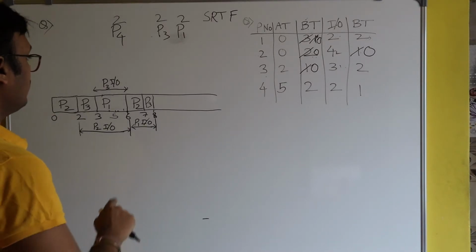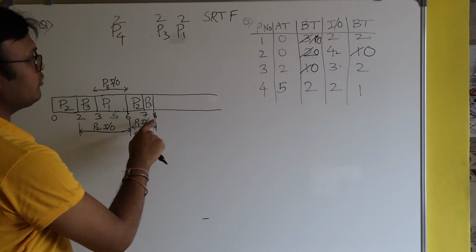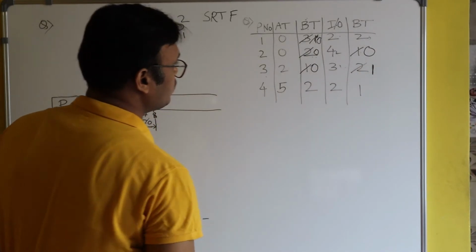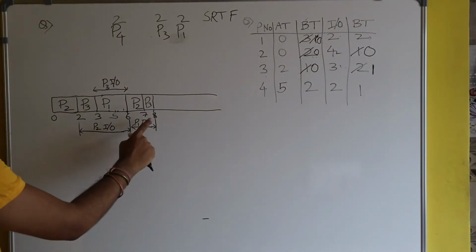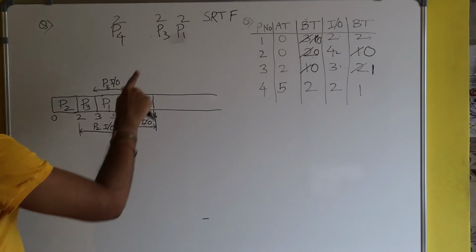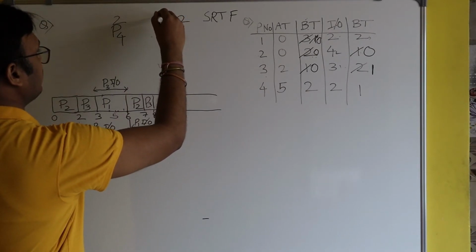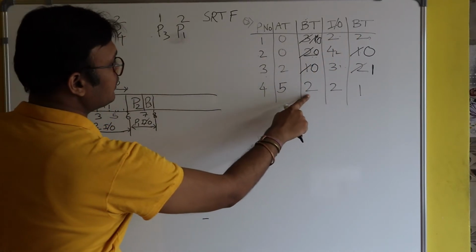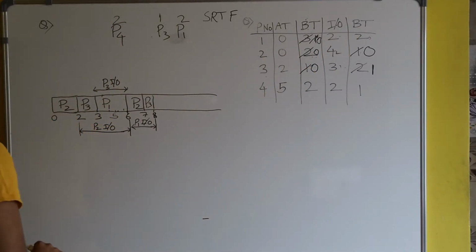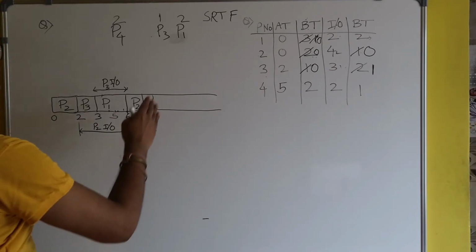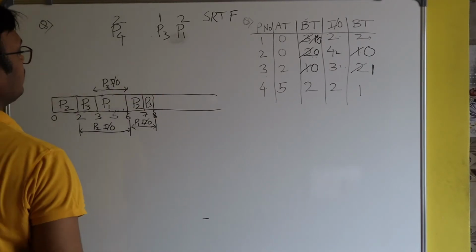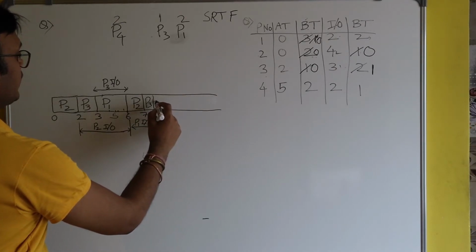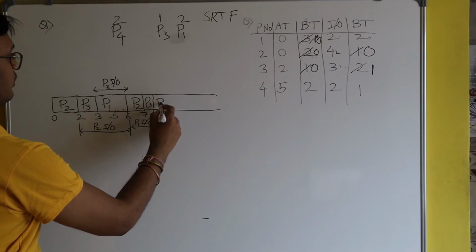Not 2 seconds. You see, process P3 has run for 1 second, so process P3 has 1 second left. Be careful, because process P3 already ran from 7 to 8. Process P1 has 2 seconds left and process P4 has 2 seconds left. So definitely the CPU will remain with process P3. There will be no context switching at this point.